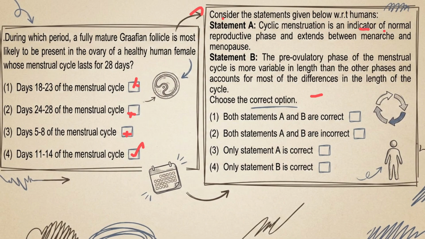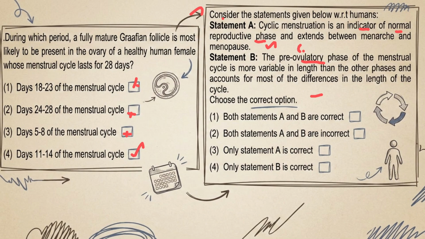So cyclic menstruation is an indicator of normal reproductive phase and extends between menarche and menopause. Correct. Menarche menopause நடுவுல they will be reproductively active. Menarche எப்ப நடக்கும்? 11 to 14 years of age. Menopause எப்ப நடக்கும்? It is going to happen between 45 to 50 years of age. For these ages you have to know. Means what could be the answer?